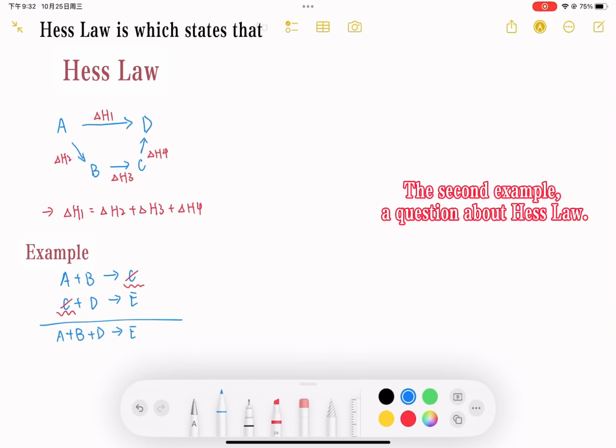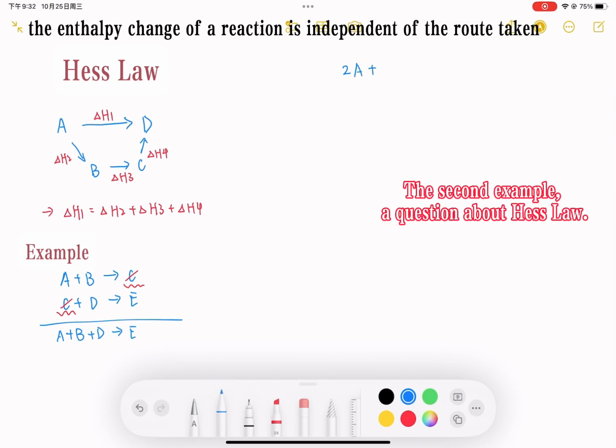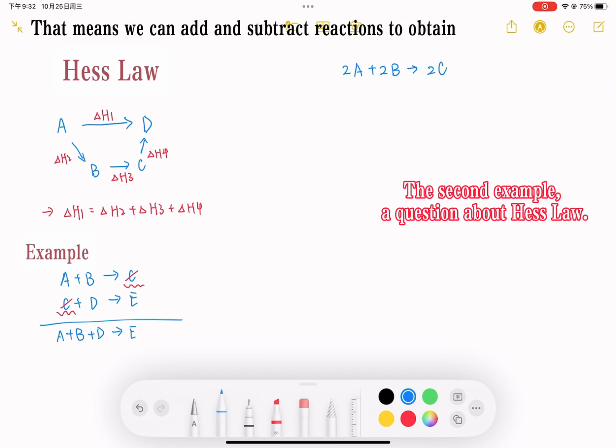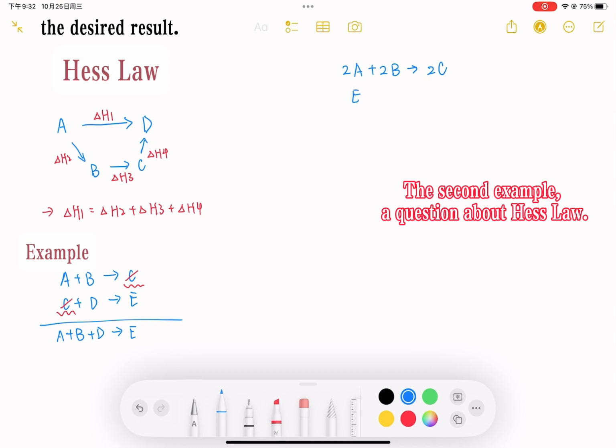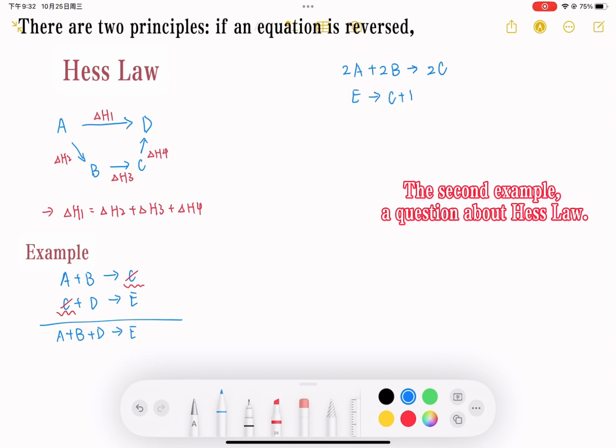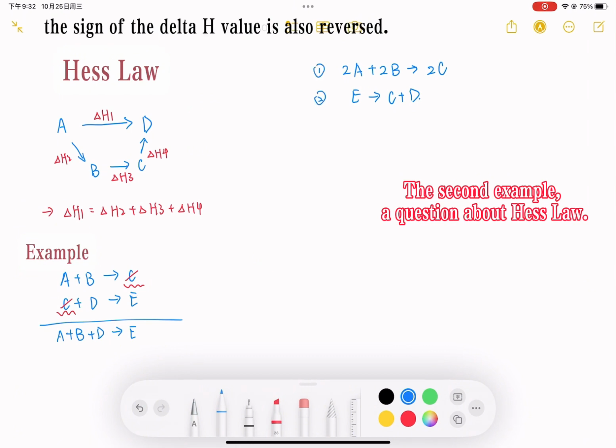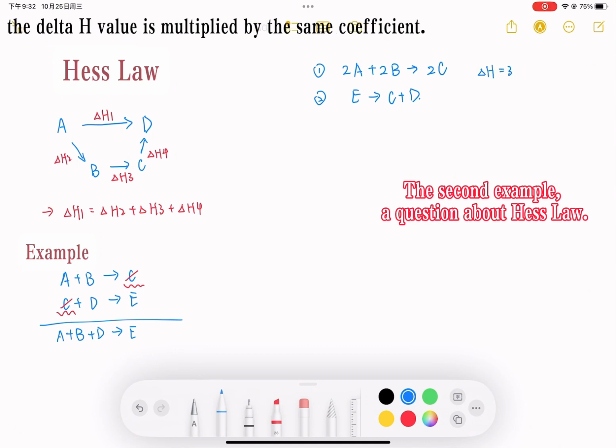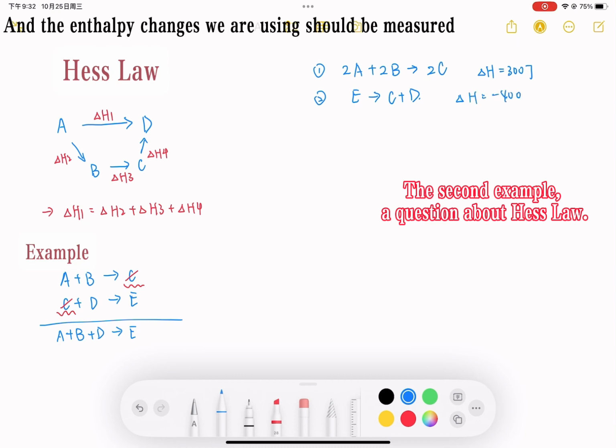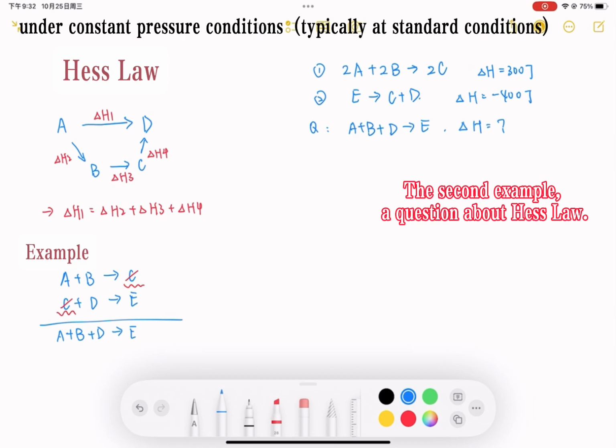Hess's law states that the enthalpy change of a reaction is independent of the route taken. That means we can add and subtract reactions to obtain the desired result. There are two principles. 1. If an equation is reversed, the sign of the delta H value is also reversed. 2. If an equation is multiplied by a coefficient, the delta H value is multiplied by the same coefficient. And the enthalpy changes we are using should be measured under constant pressure conditions.